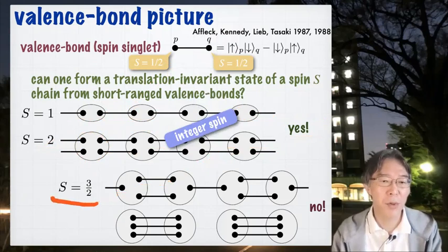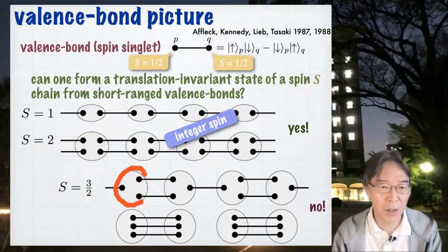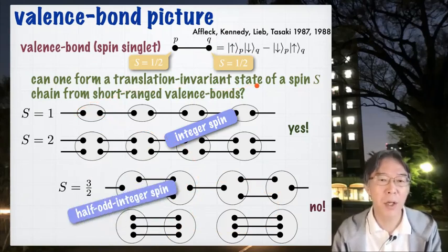What about spin 3/2? Now you want to form spin 3/2. So it means that you need 3 spin 1/2s on each site. And then, of course, you get a state with spin 3/2. That's okay. But in this case, you have to locate spin singlets like this or like this. And you can never have a translation invariant state. So in this case, the answer is no. And this is the same for other half-odd integer spins.